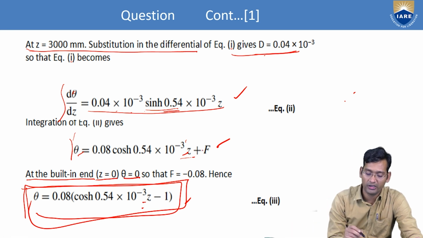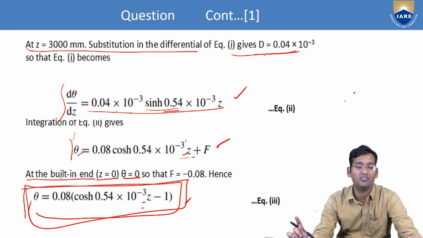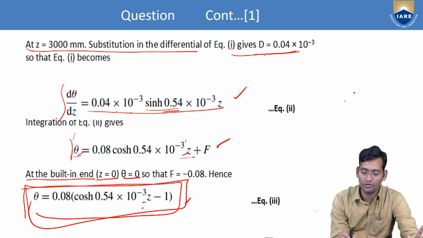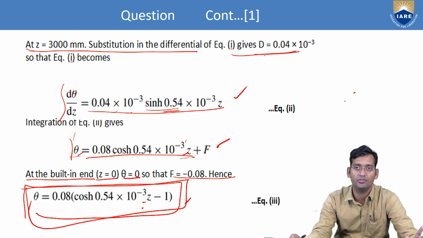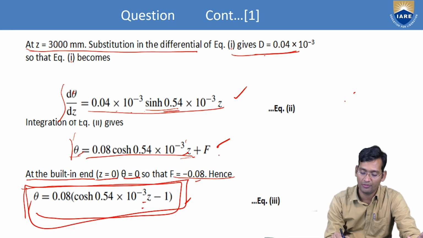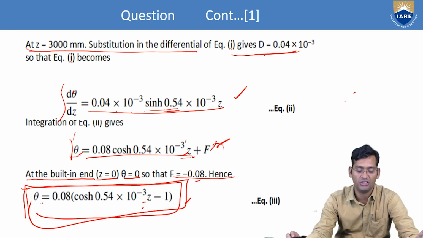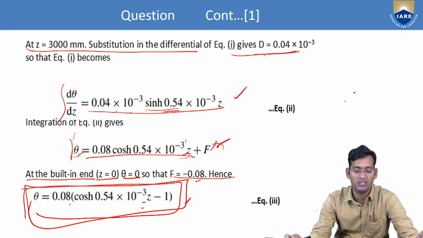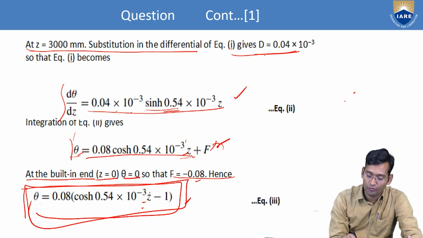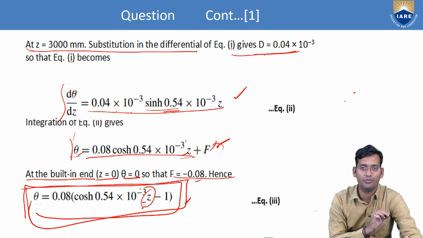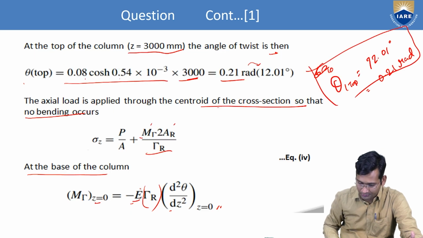For finding F, again use the boundary condition: at the built-in end z is 0, at that time theta is also 0. So put theta as 0 and z as 0. What do you get from here? F equals minus 0.08. Put this F here, and after that, theta equals 0.08 cosh 0.54 into 10 to the power minus 3 z minus 1. Now wherever you want to find theta, put the value of z.